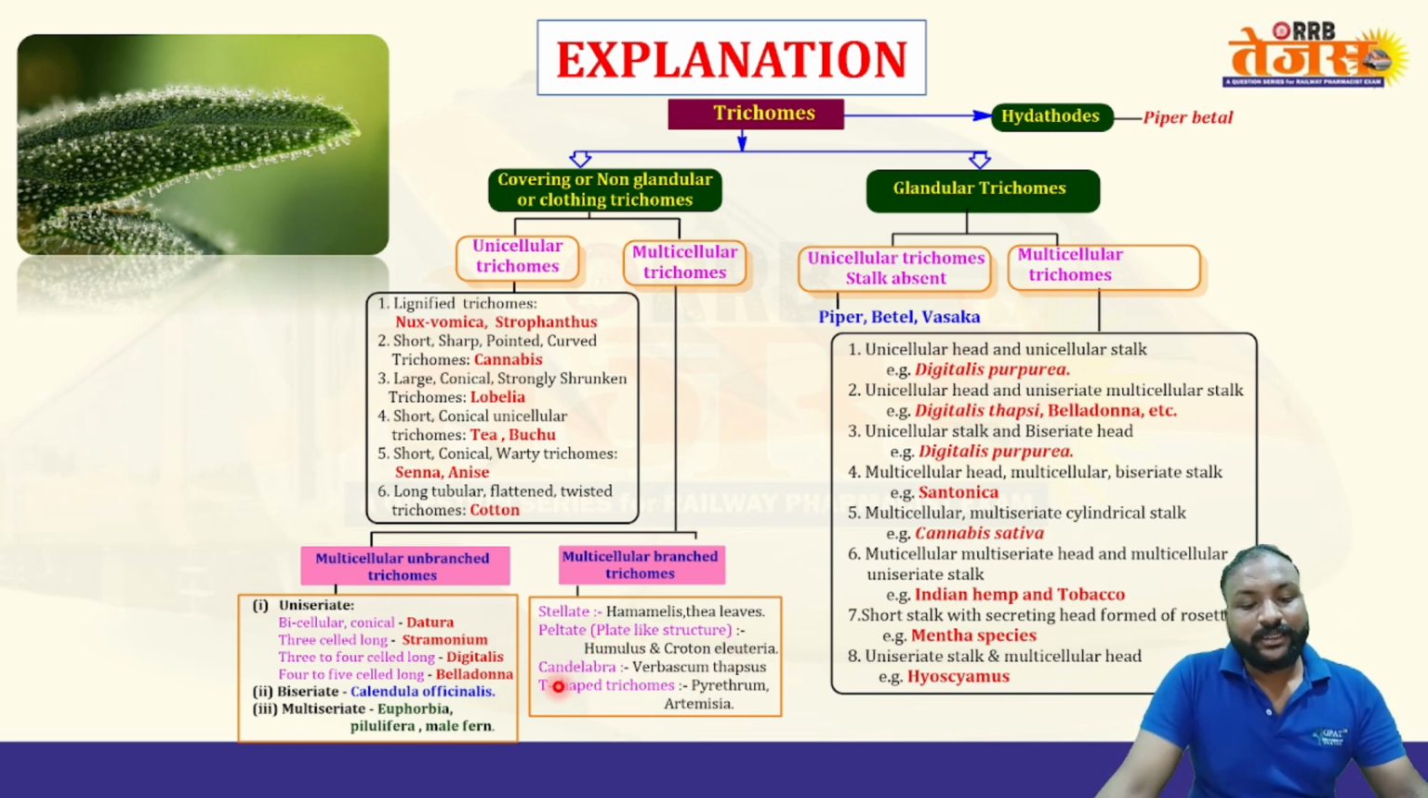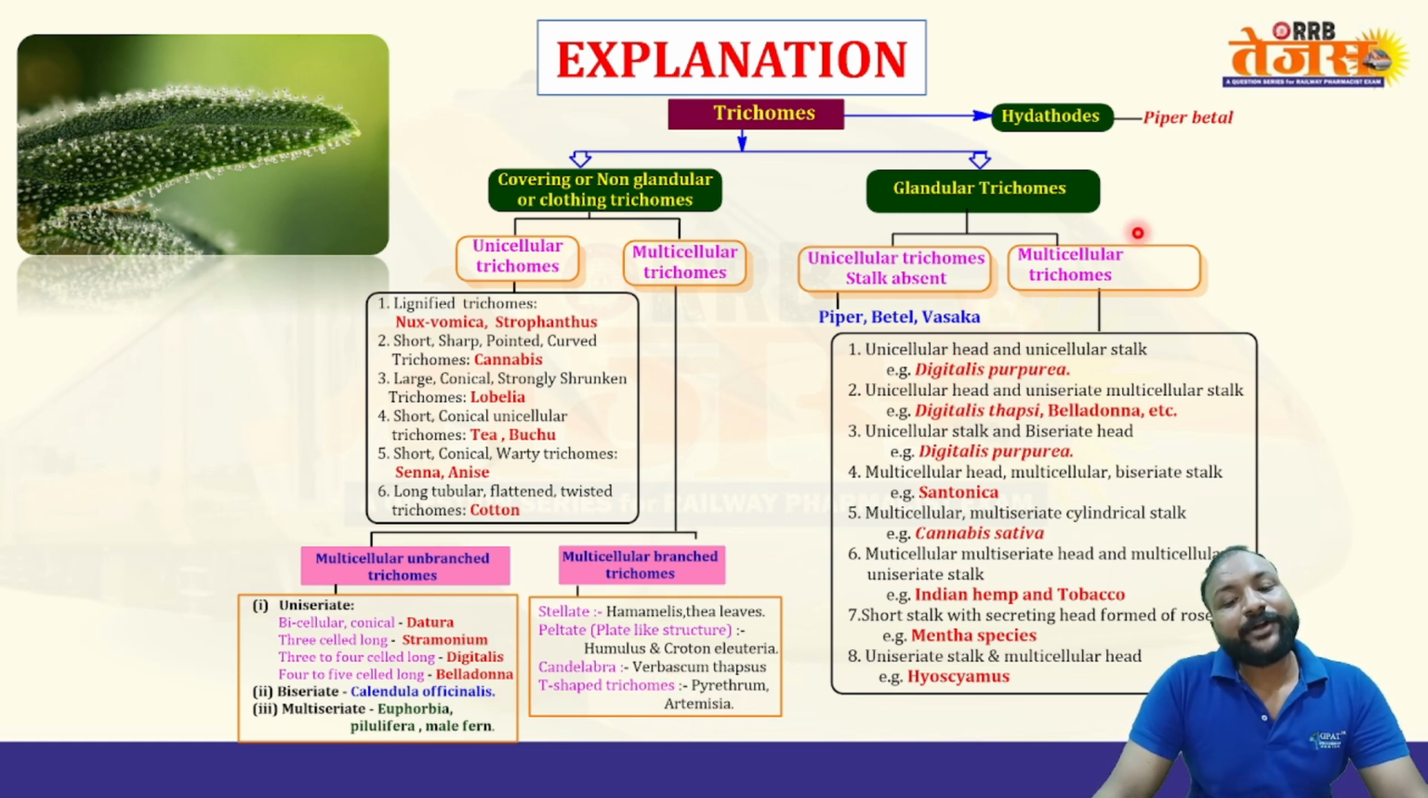In the multicellular branched trichomes, we can again have stellate type trichomes, that is Hamamelis and tea leaves, and peltate, plate-like structures. That's the reason it's peltate: Humulus, Croton, Elytraria. Candelabra type trichomes are Verbascum thapsus, and T-shaped trichomes are Artemisia. Here it's the answer that we are looking for.